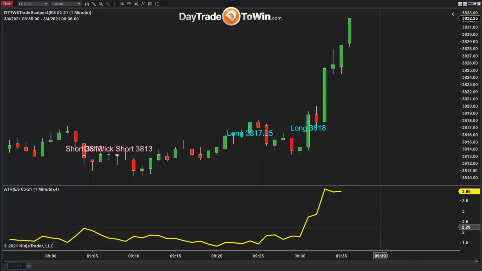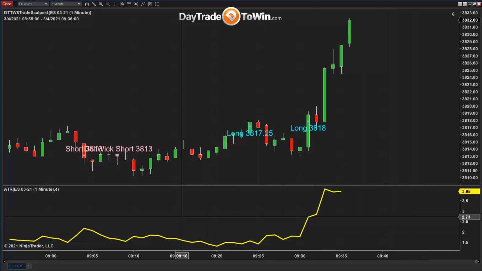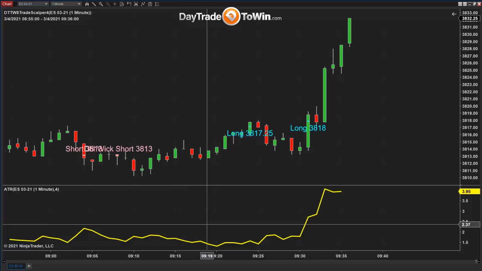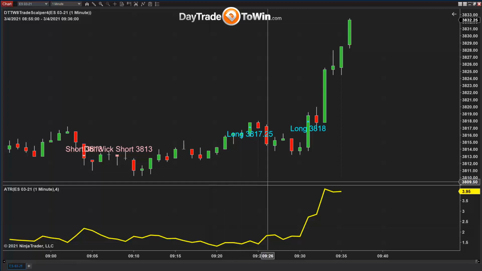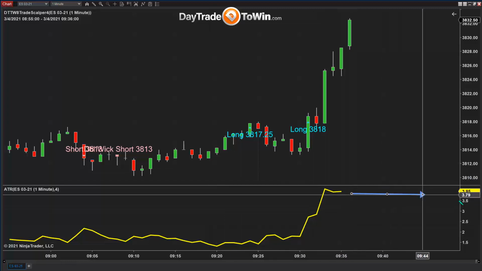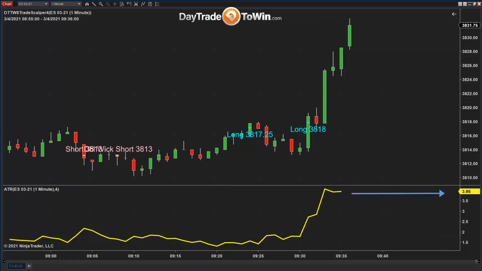If I look here at this ATR, I'm using a setting of 4, which only looks at the last 4 candles. The last 4 candles indicate that the market is moving at about 3.95. This is now in points, so it's about 4 points.